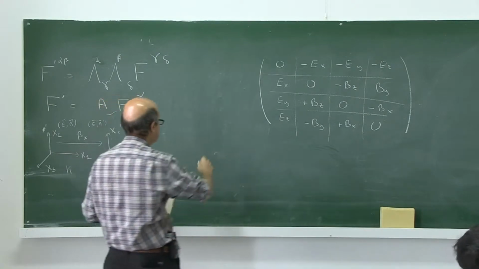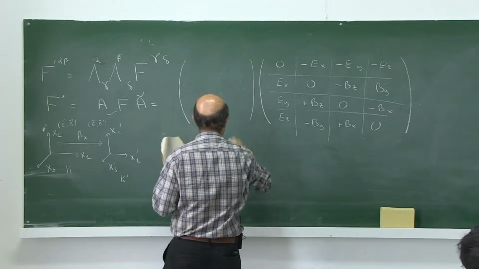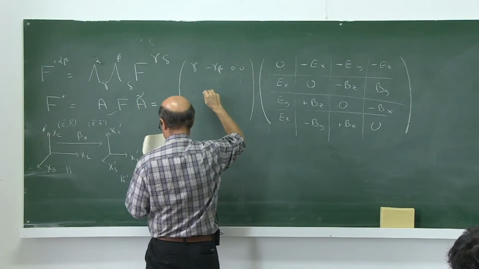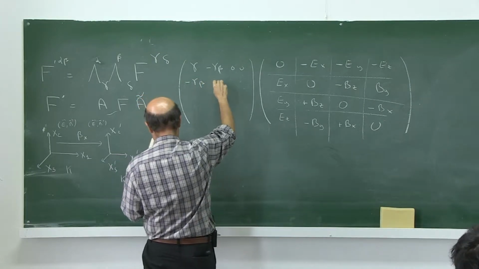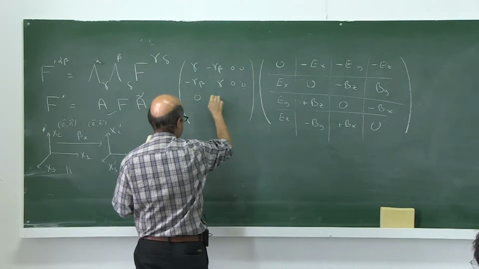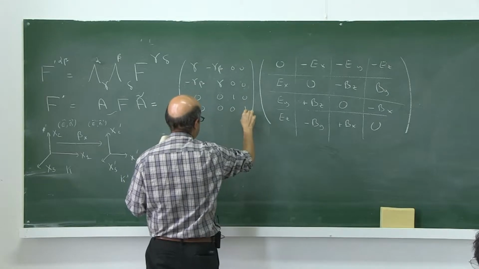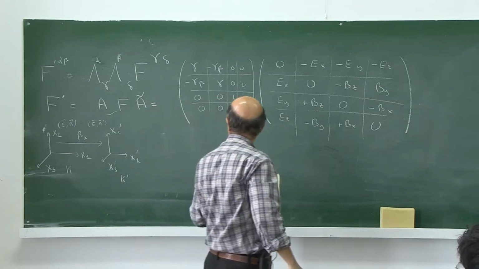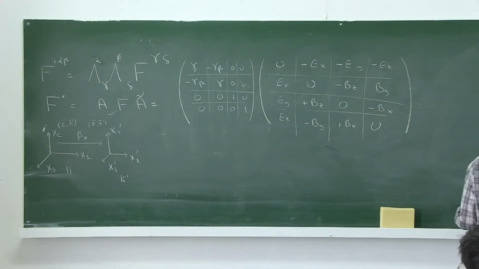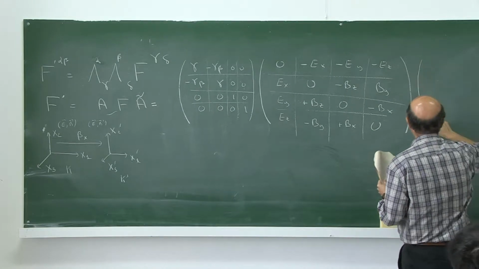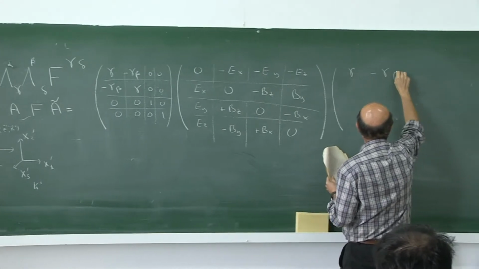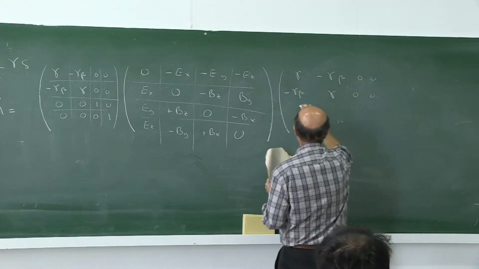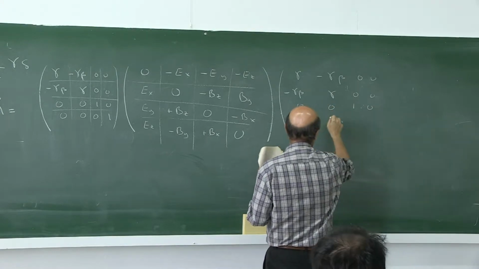So the boost matrix in 1 dimension has the following form: gamma, minus gamma beta, 0, 0; minus gamma beta, gamma, 0, 0; 0, 0, 1, 0; 0, 0, 0, 1. So cell by cell, this is the structure. And here we have the transpose, and the transpose of this is itself. So you have gamma, minus gamma beta, 0, 0; minus gamma beta, gamma, 0, 0; 0, 0, 1, 0; 0, 0, 0, 1.